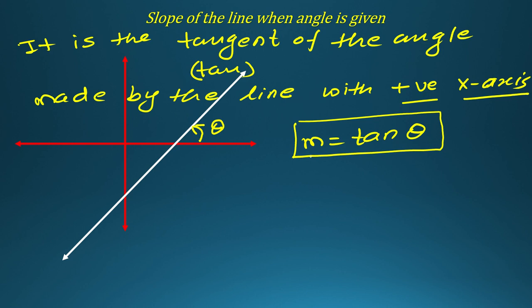This is the first method by which we can find slope when we have the angle of the line with respect to x-axis. Now we can have four cases here, so we will deal with four questions, and I'm sure you will find it very easy with the help of some geometry. But this is the basic formula: m is equal to tan theta, where theta is the angle made by the line with positive x-axis, meaning this should be the angle.